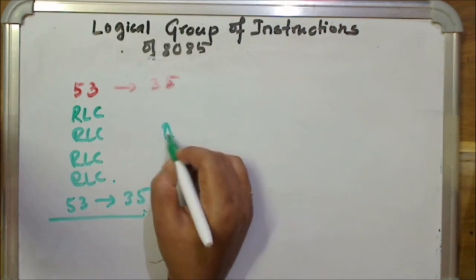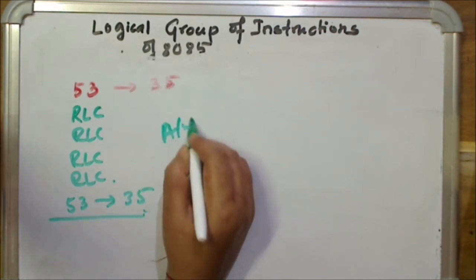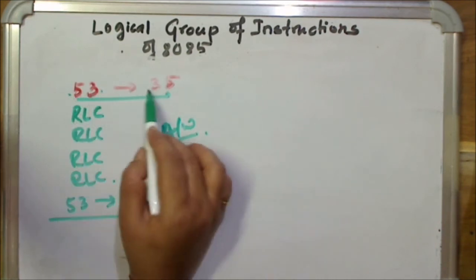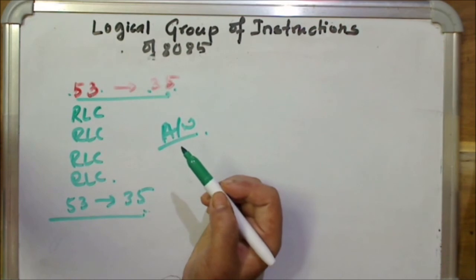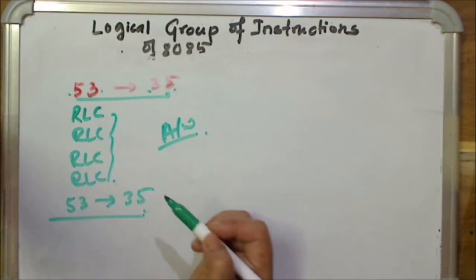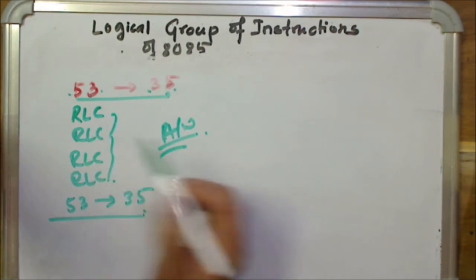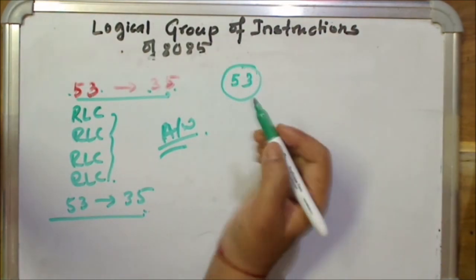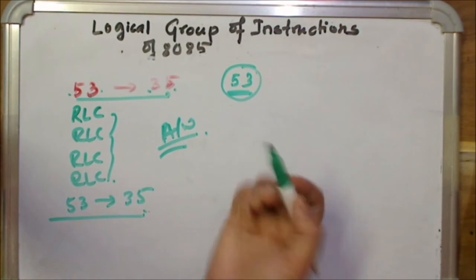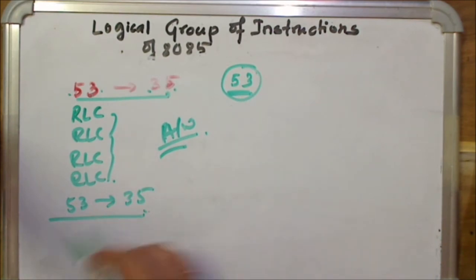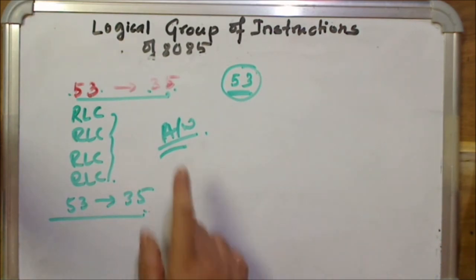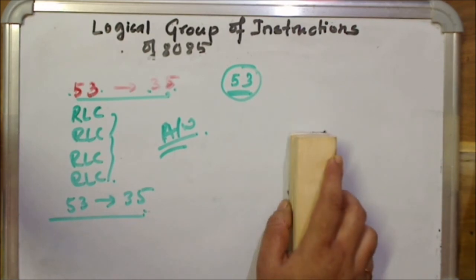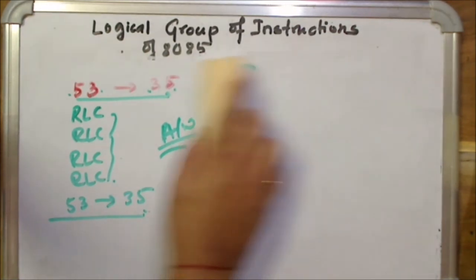This is your homework, you can say. You check by yourself whether this is happening or not. That means the bits are exchanged. This is your homework. If you rotate the number 53 left 4 times, you will see that the digits are interchanged. Check it by yourself. So these are some tricky questions that can be asked.